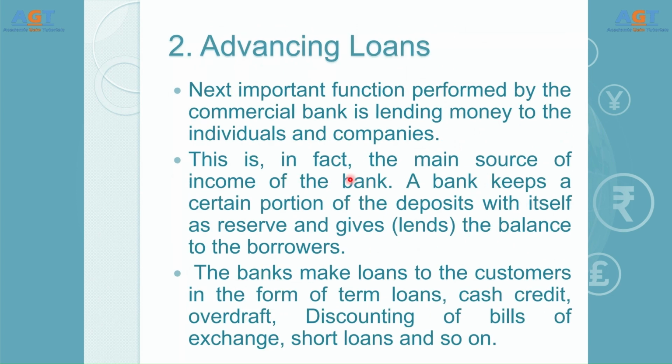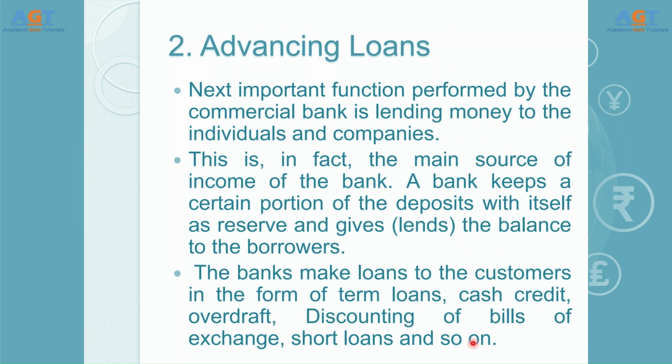Advancing loans. The next major function of a commercial bank is lending money to individuals and companies. This is actually the main source of income for banks. Banks keep a certain portion of deposits as reserve and lend out the remaining amount. Loans can take forms such as term loans, cash credit, overdraft, discounting of bills of exchange, and short-term loans.